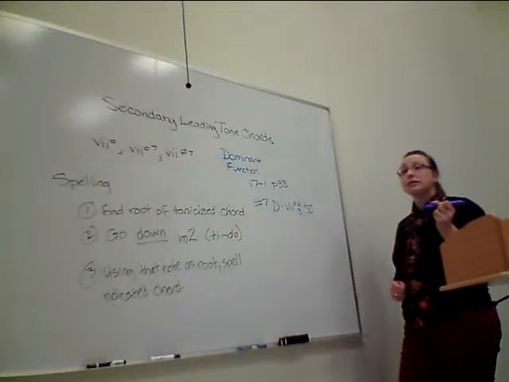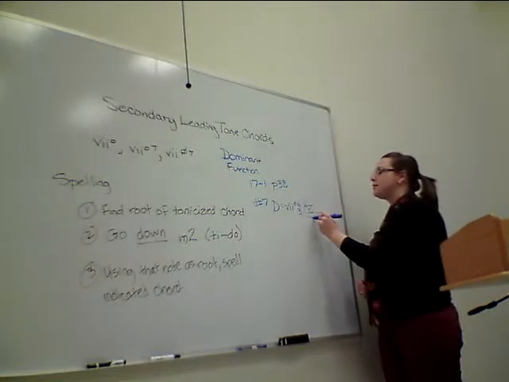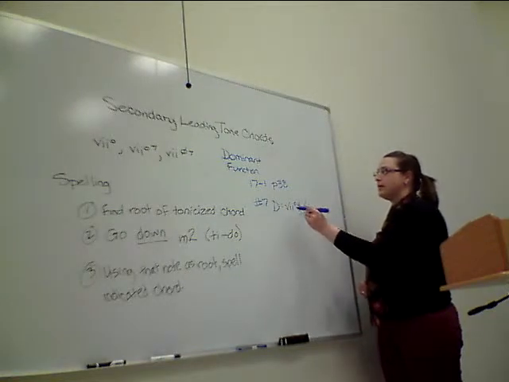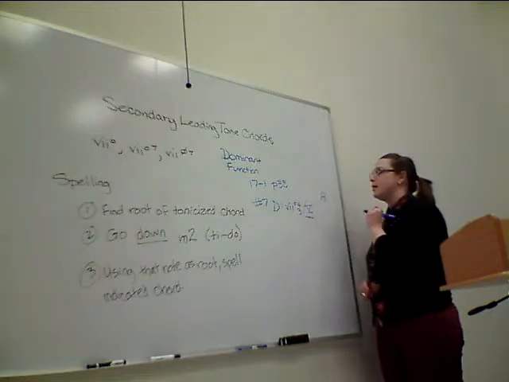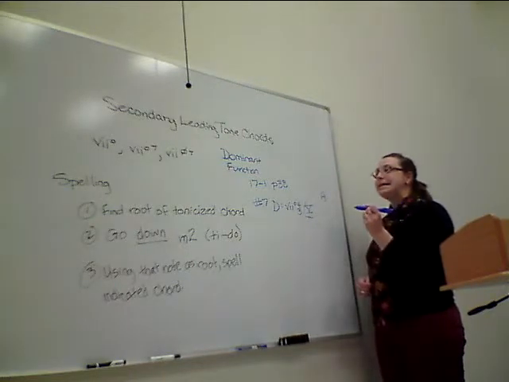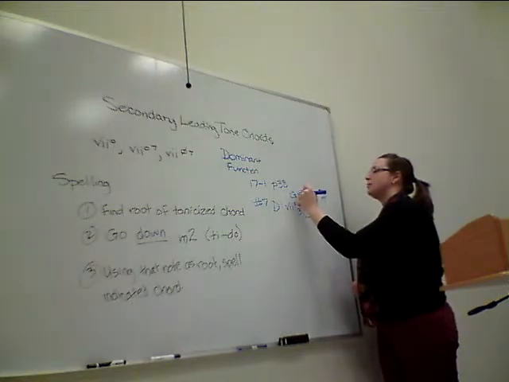So we basically have the answer to this one. Let's just review the steps. Find the root of the tonicized chord. That's this one. In D major, that's A. Okay? The T, or the half step down from A, is G sharp.